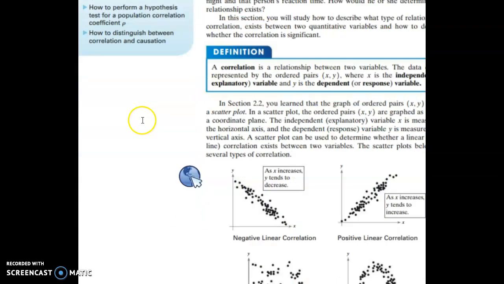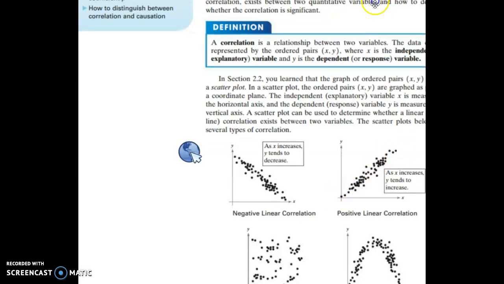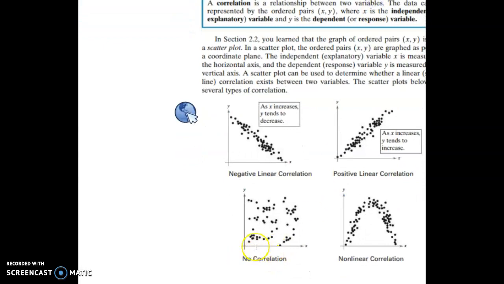And at the bottom of this page, there's some great pictures of what it would mean to be linearly correlated, what it would look like in a scatter plot. A negative linear correlation, the points would follow basically along a line with a negative slope. A positive linear correlation, the points would follow along the line with a positive slope. And in a situation where there is no correlation, the points are just all over the place.